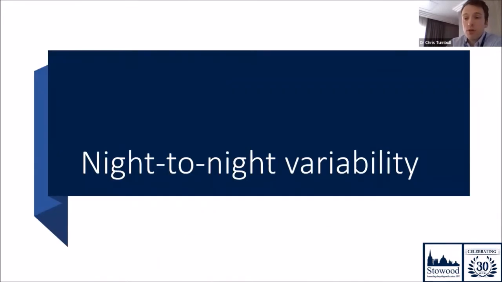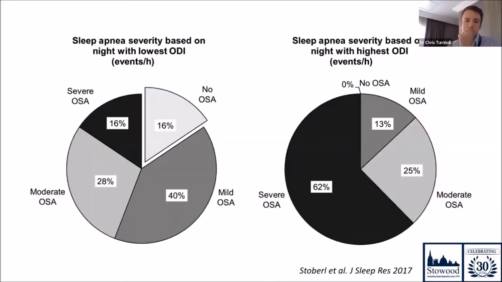Something that I haven't spoken about before, but I think is really important when considering how useful a single night AHI is, is to consider the night-to-night variability of obstructive sleep apnea. This is work that we did with Zurich a few years ago now, where we looked at patients withdrawing from CPAP as part of a research study and performing overnight oximetry on 12 nights. So they actually withdrew from CPAP for 14 nights, but we didn't look at the first night in case there was a first night effect.